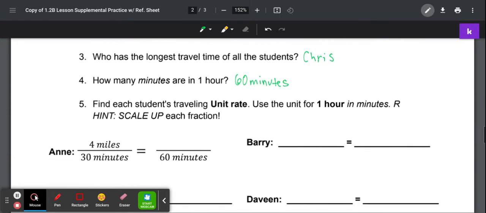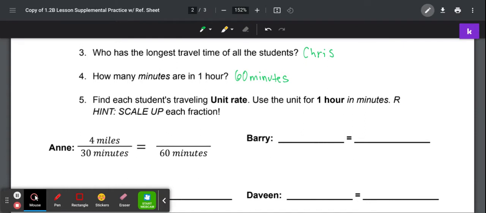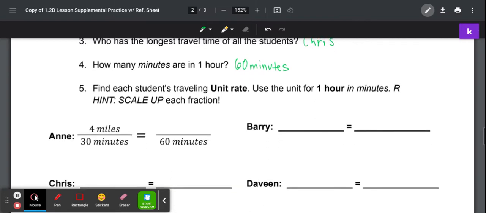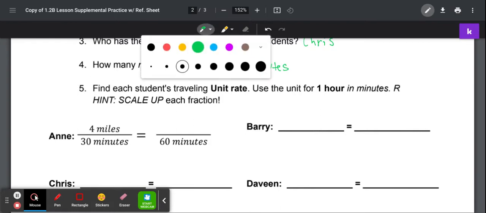So in question number 5, it says, find each student's traveling unit rate. Use the unit for 1 hour in minutes, and then scale up each fraction. So Anne travels 4 miles in 30 minutes. Since we want to know what is her miles per hour, we have to scale this ratio up.